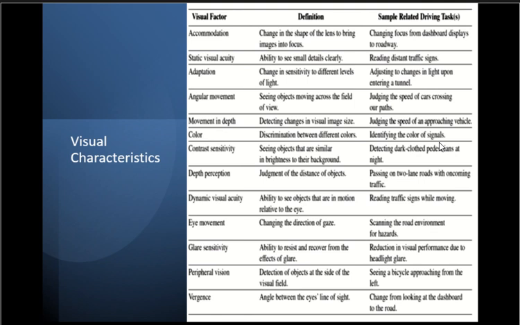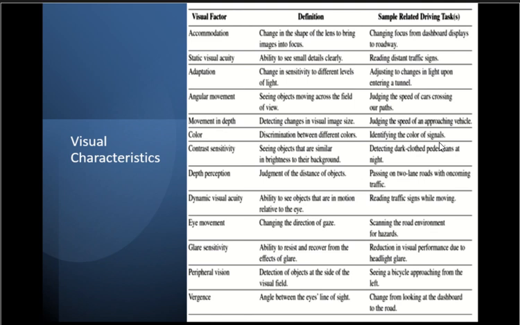Anyways, then we have depth perception. We already talked about movement in depth. What was that? Movement in depth is to see the object, or to detect the speed of the object which is coming towards you or going away from you.